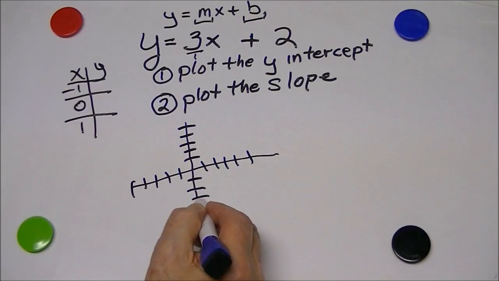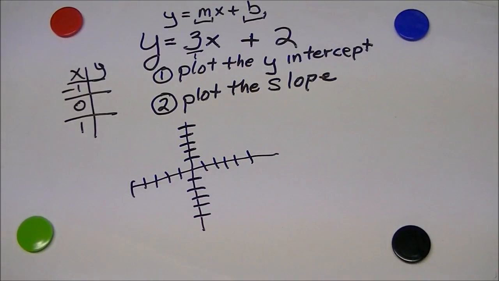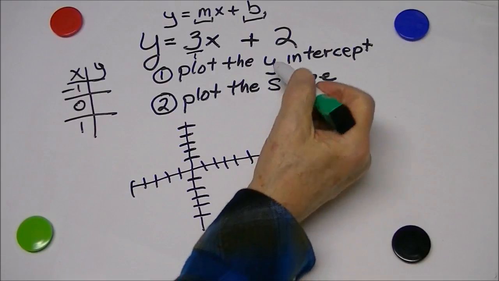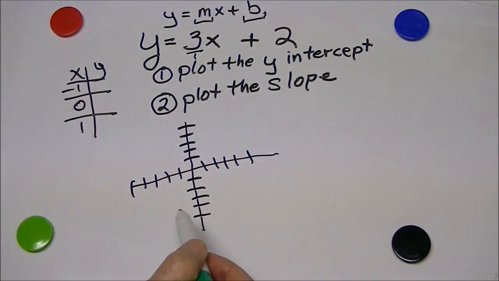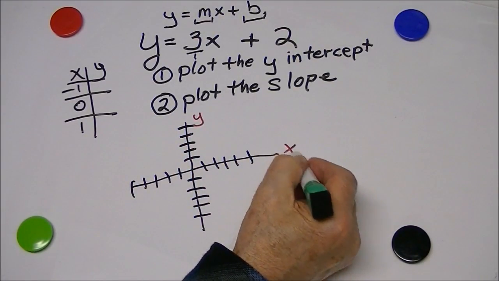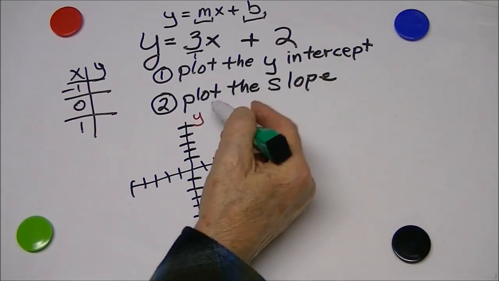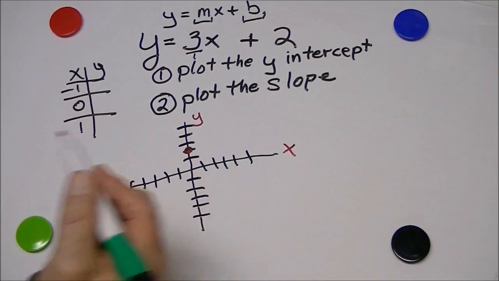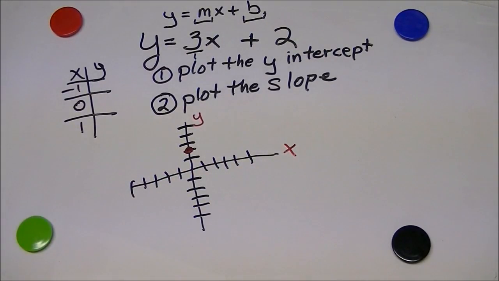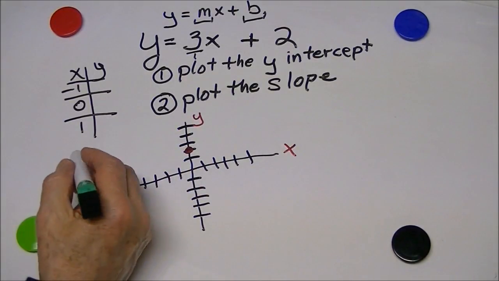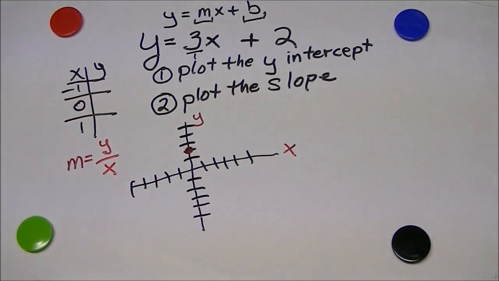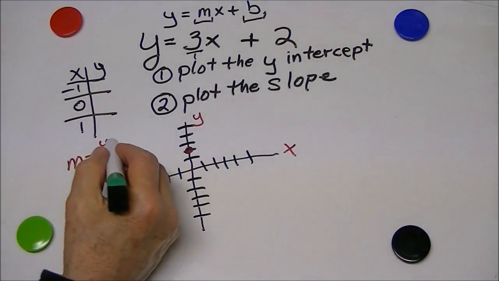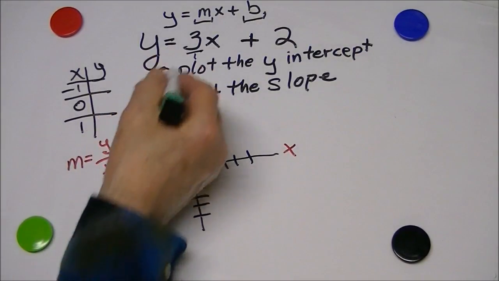Now again, we're just sketching a graph here. So the first thing to do here is to plot the y-intercept. And if you recall, the y-intercept is where your graph will cross the y-axis. And it crosses it at 2. So where y is 2, that will be your y-intercept. Now, in plotting the slope, we need to recall that m is y units over x units. So this would be 3 over 1.